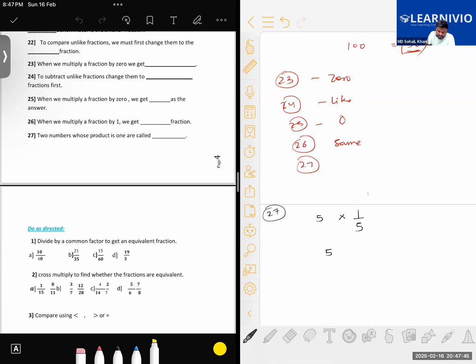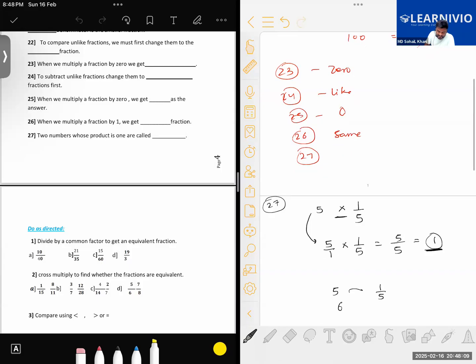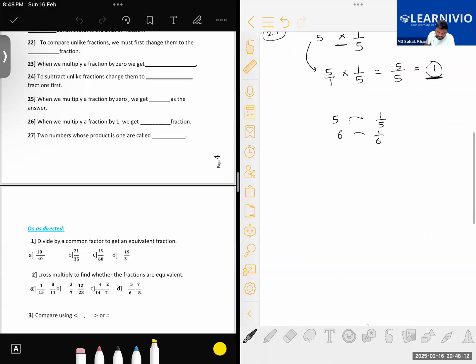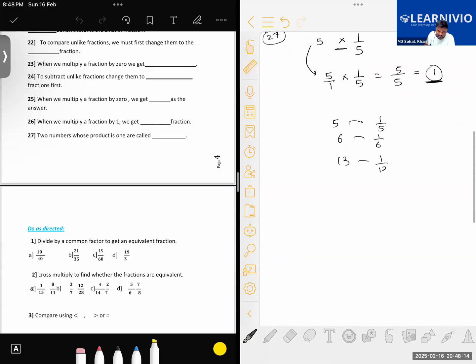So when you multiply them, let's write 5 as a fraction: 5 upon 1 multiplied by 1 upon 5. That's going to be 5 upon 5, which is simply 1, no? So two numbers whose product gives you 1 are called reciprocals of one another, basically the inverse of one another. Reciprocal of 5 is 1 upon 5, reciprocal of 6 is 1 upon 6, reciprocal of 13 is 1 upon 13. Getting it now? So when we multiply them, we will always get 1 as the answer. Hope it's clear.